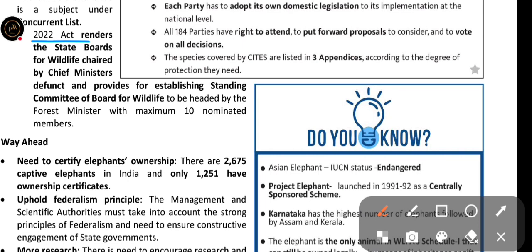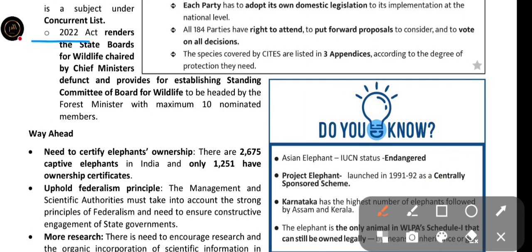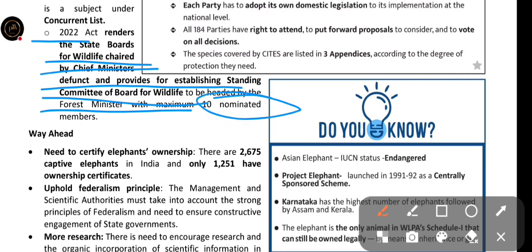Okay, the 2022 Act renders the state boards for wildlife, chaired by the chief ministers, defunct and provides for establishing a standing committee of the board for wildlife to be headed by the forest minister with a maximum of 10 nominated members.